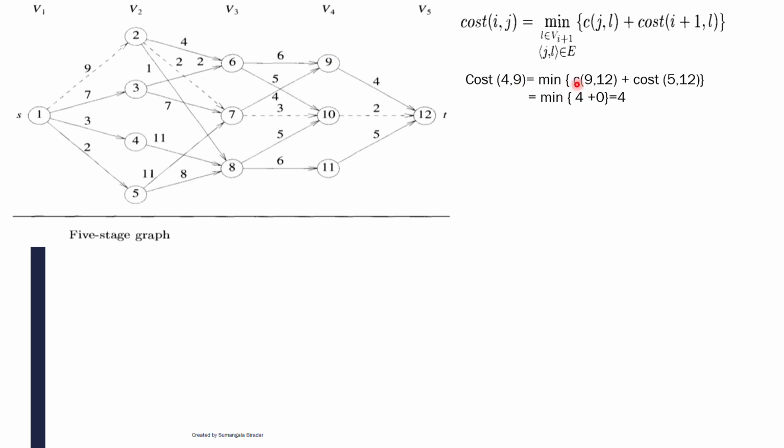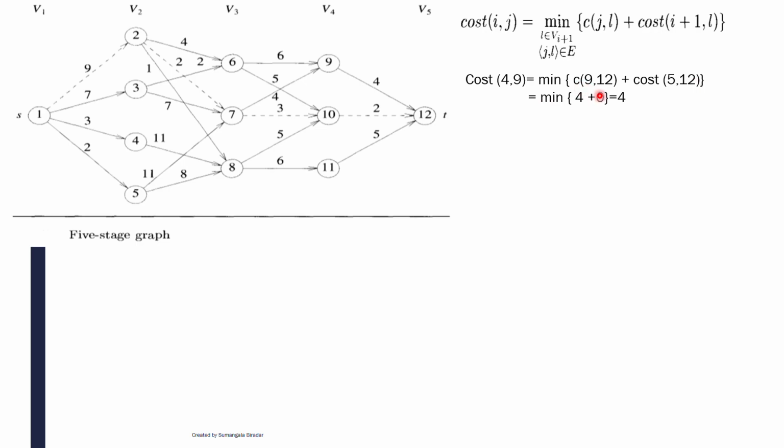Now the min of C of J comma L. J is 9, and L means the next vertex you are connected to, that vertex number you have to tell here. That is 9 comma 12, because 12 is the adjacent vertex for 9. Now plus cost of I plus 1. I is 4, so 4 plus 1 is 5. 5 comma 12. L value is 12 here. Now we need to find the solution.